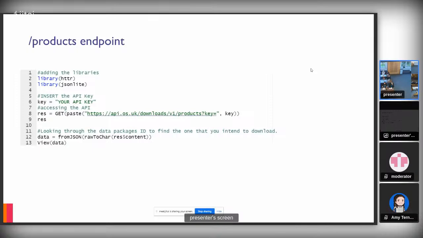Firstly, we call a couple of libraries in there to let us look at the data that we're pulling in from the API, and then we pass the URL, kind of the get command for the URL, built from our API key. From that, then we can do the products call to look at all the products that are available as open data.